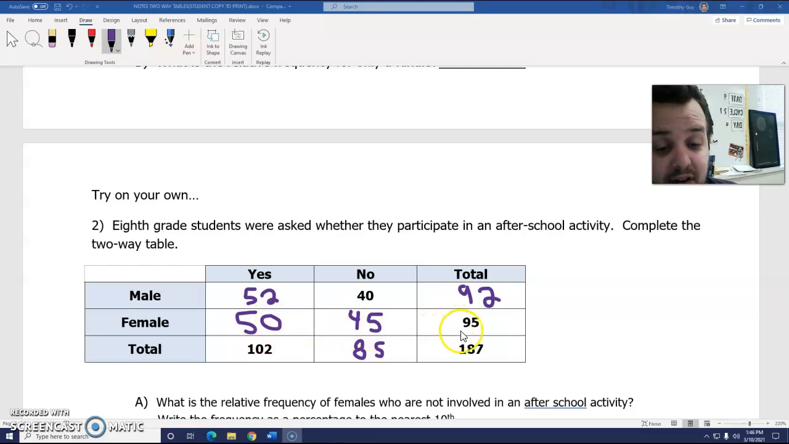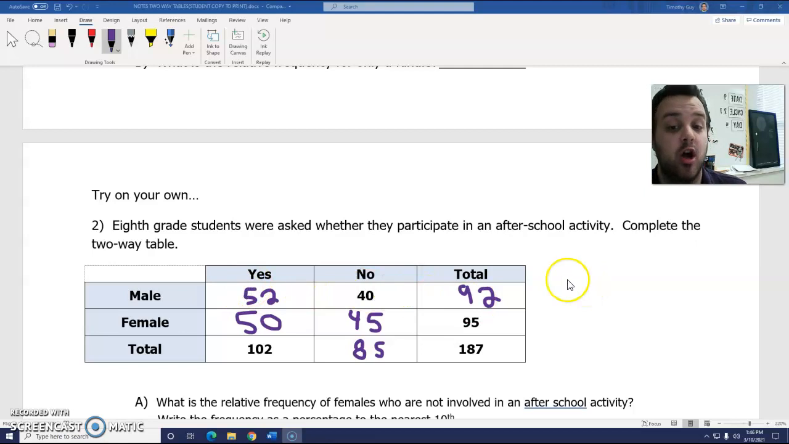These two need to add to 95, so 95 minus 45 gave me the 50 for here. These two had to add up to 102, so 102 minus 50 gave me 52, and then 52 and 40 added up to a 92 total that I put there. Okay, and there we go. We have our two-way table figured out.